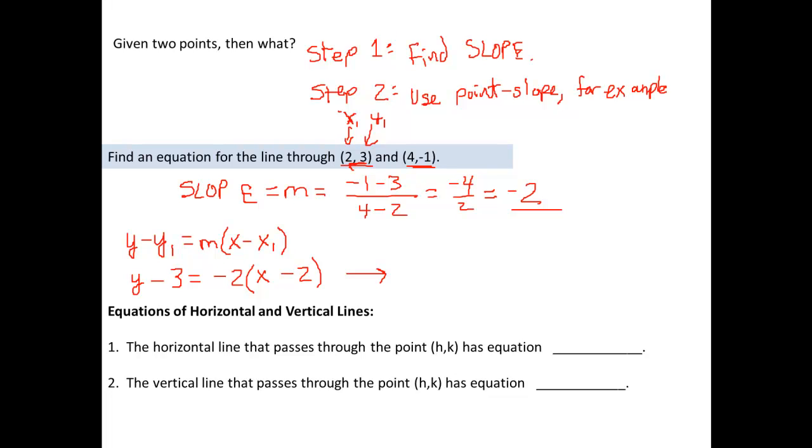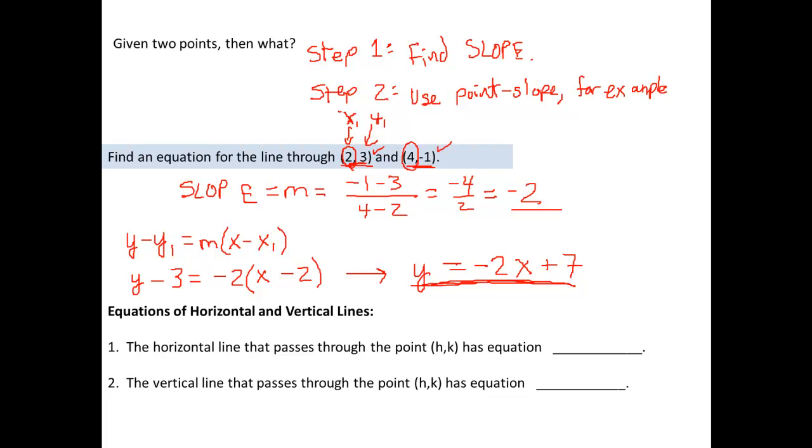And if you want to write it in a different form, we could solve for y. y is -2x plus 4 plus 3, which is plus 7. And we can always double check our answer here by plugging in our original points. If x is 2, then -2 times 2 is -4 plus 7 is 3. That's correct. And if x is 4, plugging that in, -8 plus 7 is -1. That's correct. So this equation is satisfied by both points, and so I know it's correct. I know this is the line that goes through the 2 points.